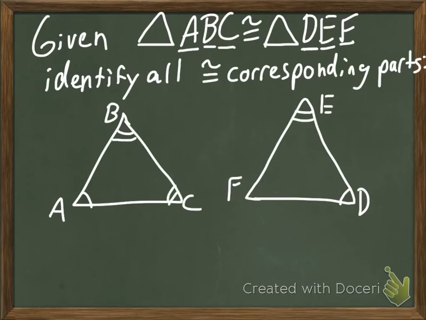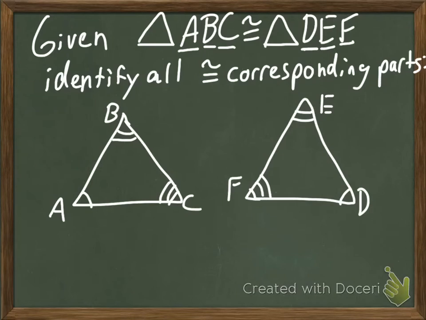Let me make sure I do my proper denotations. Now, we can't just give them one little mark for congruence because we don't know what their actual measures are. All we know is that A is congruent to D, B to E, C to F. So we just assume that they're different. So they get different marks.